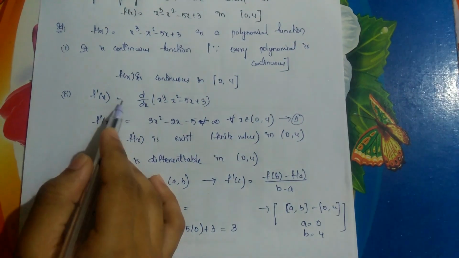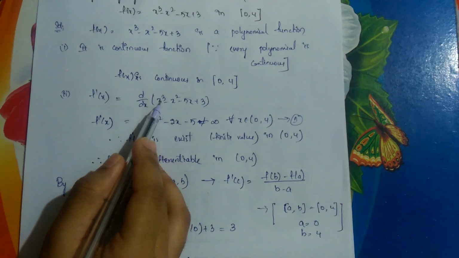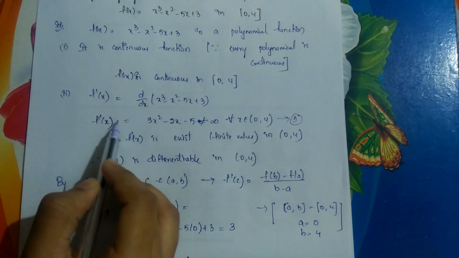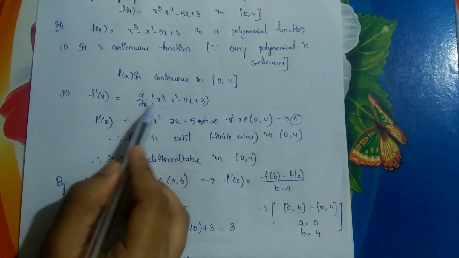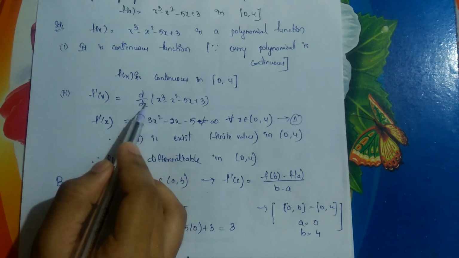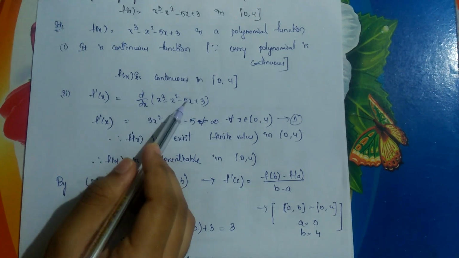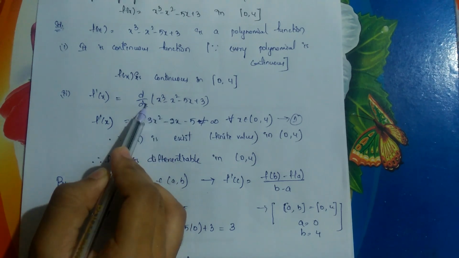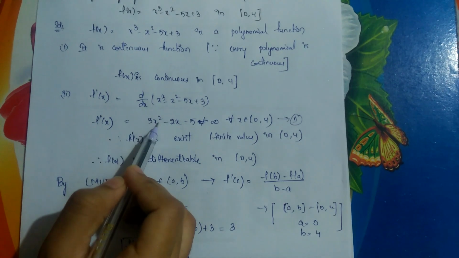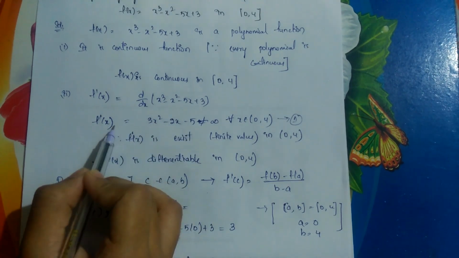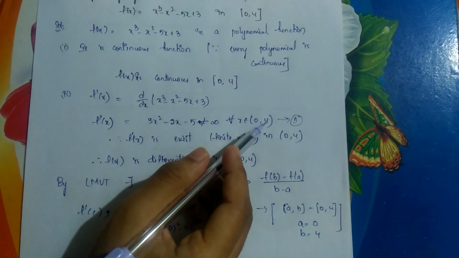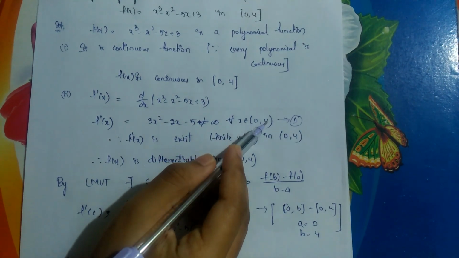Then f dash of x is equal to the differentiation of the function x cube minus x square minus 5x plus 3. So f dash of x is equal to x cube differentiation with respect to x is 3x square, minus x square with respect to x is 2x, and then minus 5x differentiation with respect to x is minus 5, and constant differentiation is 0. So 3x square minus 2x minus 5 is the f dash of x, and this is not equal to infinity for all x belonging to the open interval 0 to 4.